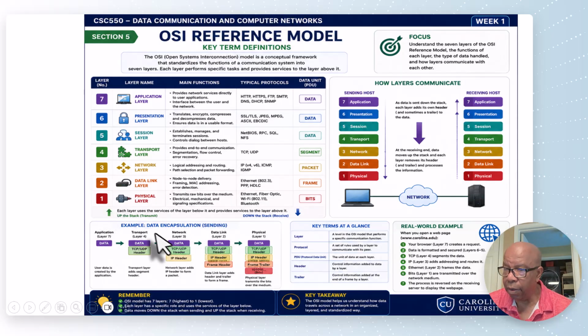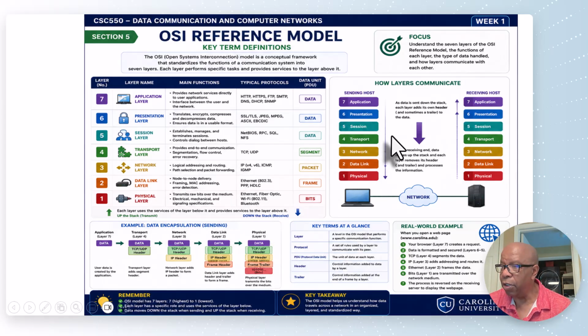Okay, here, example data encapsulation sending. We're going to talk about that next, but this is kind of rolling you into the fact that how we're moving up these layers, how they're affected about what happens to the encapsulation process.